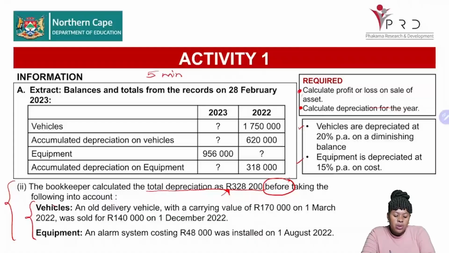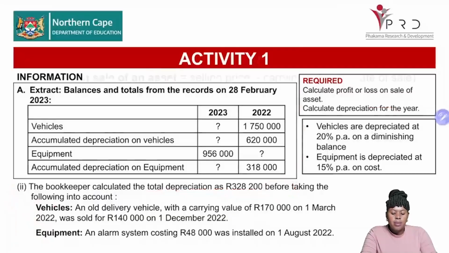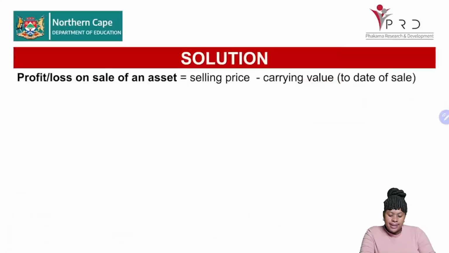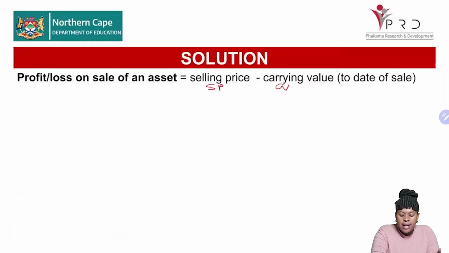Welcome back, grade 12s. Now let's quickly look at this question, right? The first thing that the examiner requested from us is to calculate the profit on sale of an asset. How do we calculate profit on sale of an asset? We say our selling price less our carrying value to date. So what does that mean?